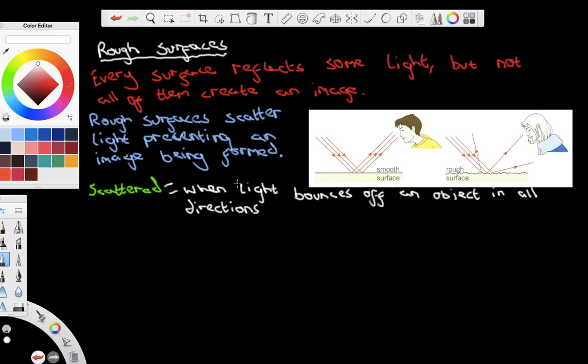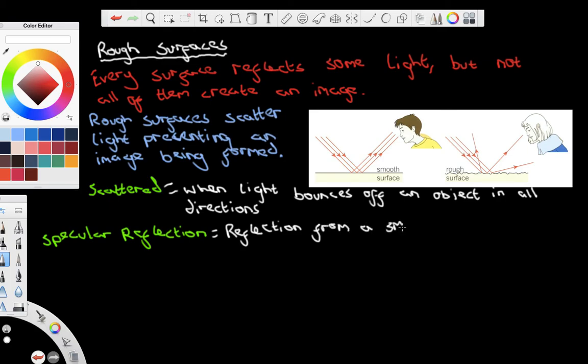We've got the word specular reflection. Specular is S-P-E-C-U-L-A-R, reflection. And this is reflection from a smooth surface.